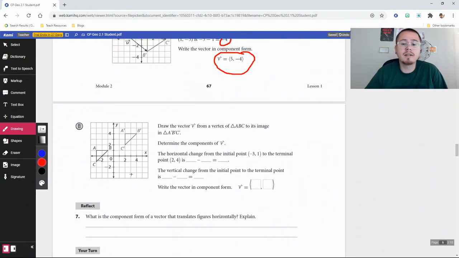So B, here you go. Here's your chance to do it on your own. So take that chance real quick. Shoot your shot. You should end up coming up with that the vector is (5, 3).